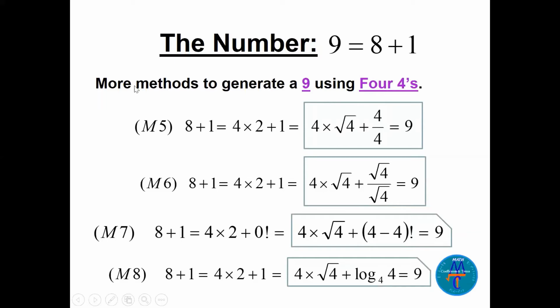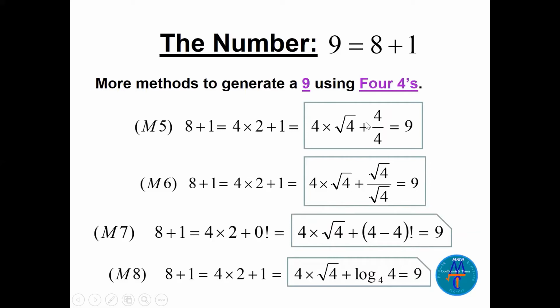So 8 here plus 1. 8 is 4 times 2 plus 1, you know, plus 1. So 4 times the 2. 2 I can write as square root of 4, because that's 2, but I need here 4 fours. I cannot leave it like this, 4 times 2 plus 1. So, and the 1 here, 4 plus 4. So we know this idea. That's method number 5.